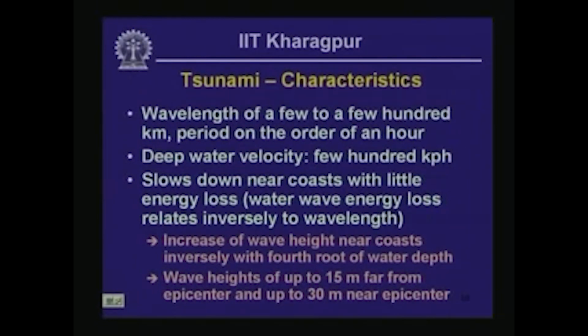What is normally seen is that wave heights of up to about 15 meters are possible at distances of several thousand kilometers away from the location where the wave was originally generated, or the epicenter of the earthquake, and up to about 30 meters at locations near the epicenter, where the waves were generated. So these are the typical features associated with tsunami waves.